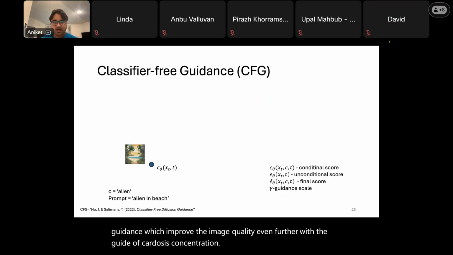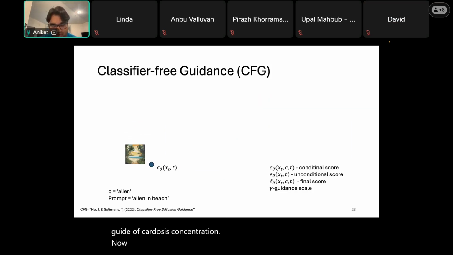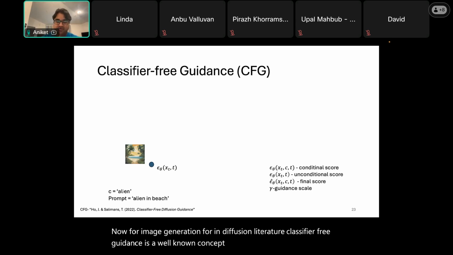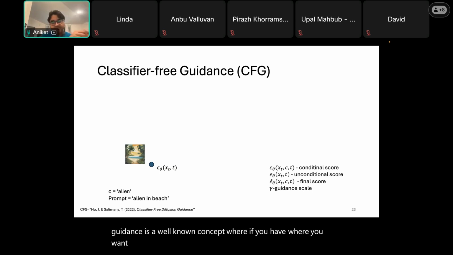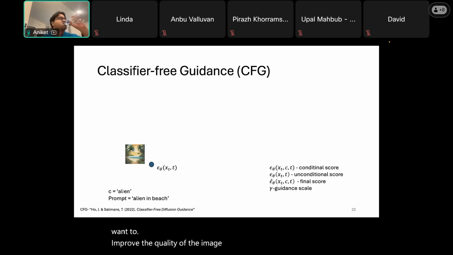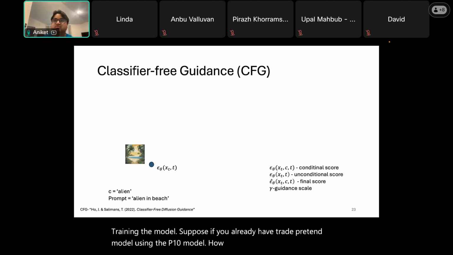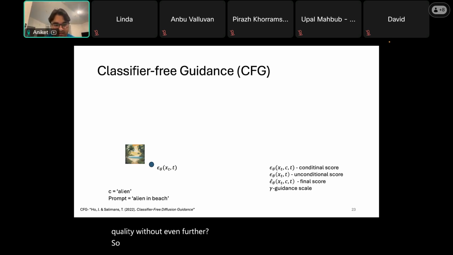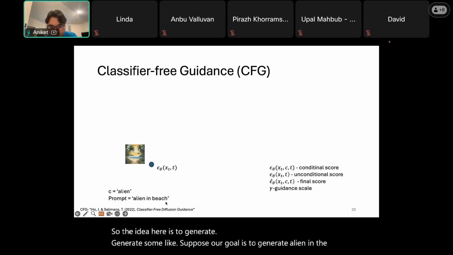Now, for image generation in the diffusion literature, classifier free guidance is a well-known concept where you want to improve the quality of the image without training the model. Suppose you already have a pre-trained model, how can you use it to improve the image quality without further training? So the idea here is, suppose our goal is to generate an alien on the beach. This is the prompt.